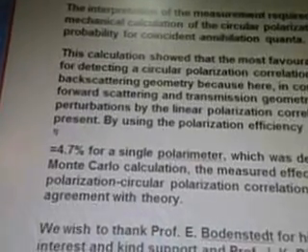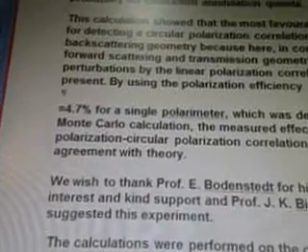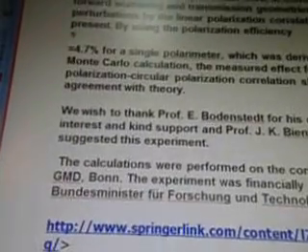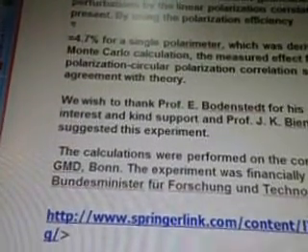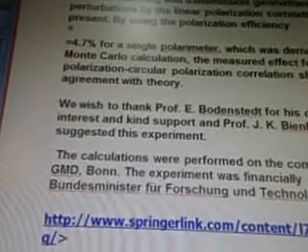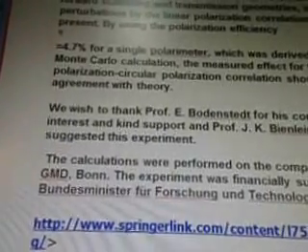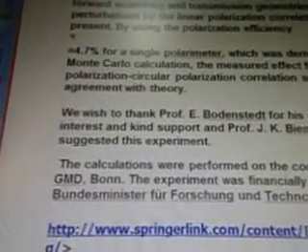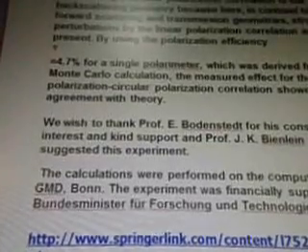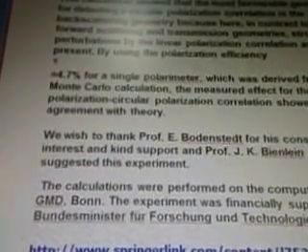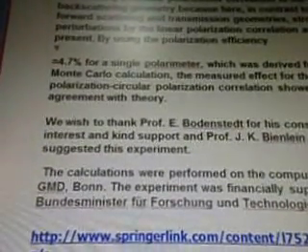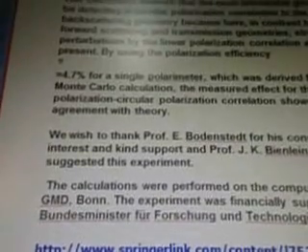By using the polarization efficiency N equals 4.7% for a single polarimeter, which was derived from a Monte Carlo calculation, the measured effect for the circular polarization correlation, okay, that's the name of it, showed good agreement with theory. No, I was just wondering why I was repeating there twice, sorry.